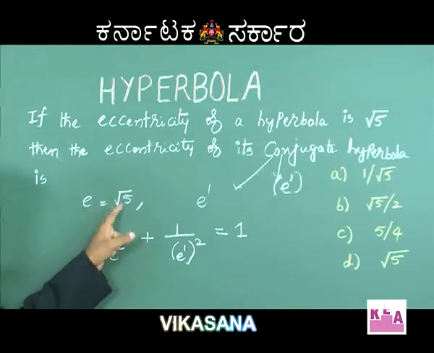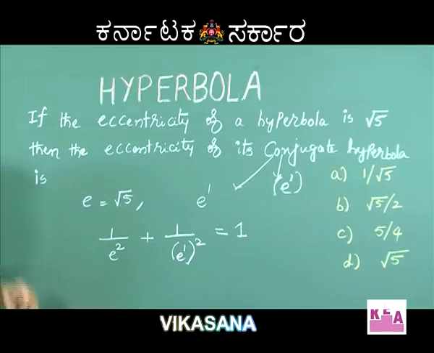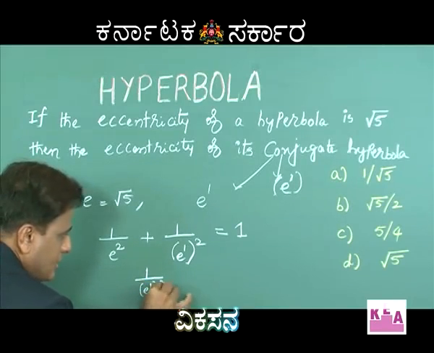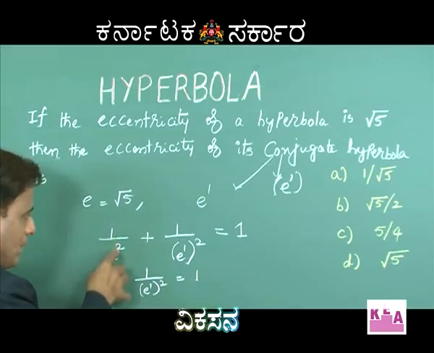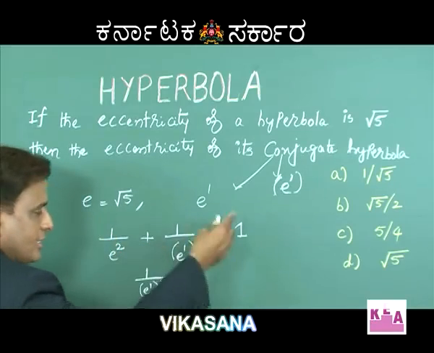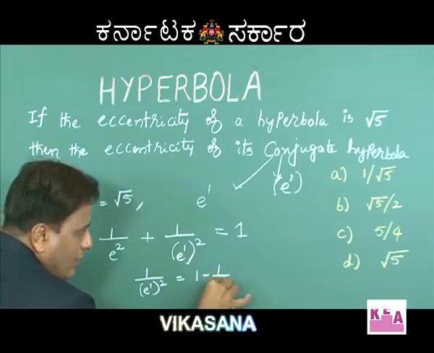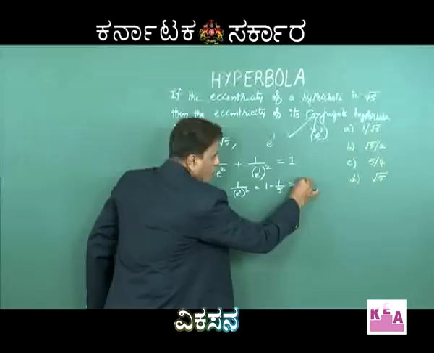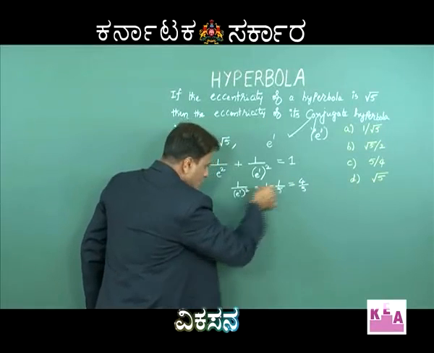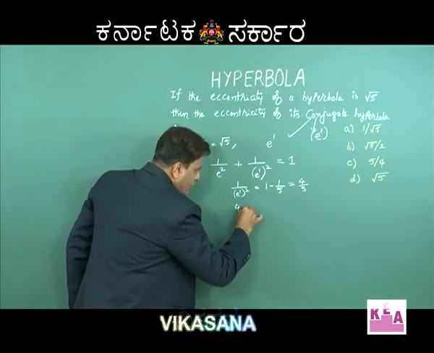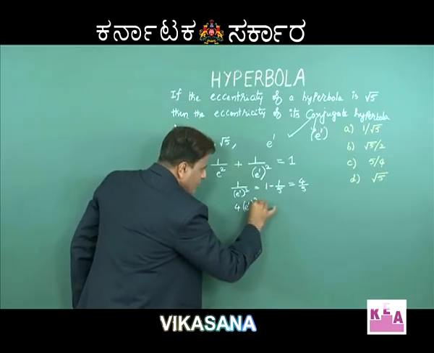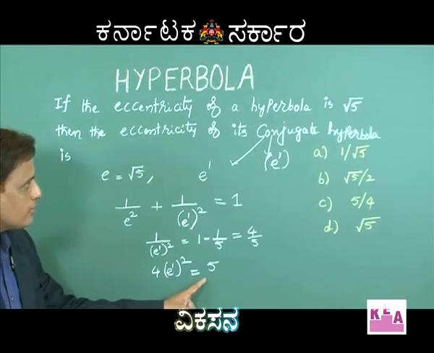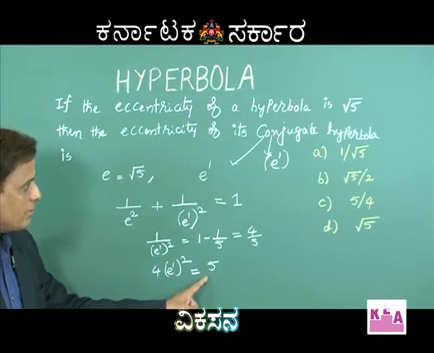Here e is equal to root 5, so 1 by e square will become 1 by 5. Therefore 1 by e dash square is equal to 1 minus 1 by 5. 5 minus 1 is 4, so it is equal to 4 by 5. Therefore, by cross multiplication, 4 times e dash square will be equal to 5, then e dash square will be 5 by 4.